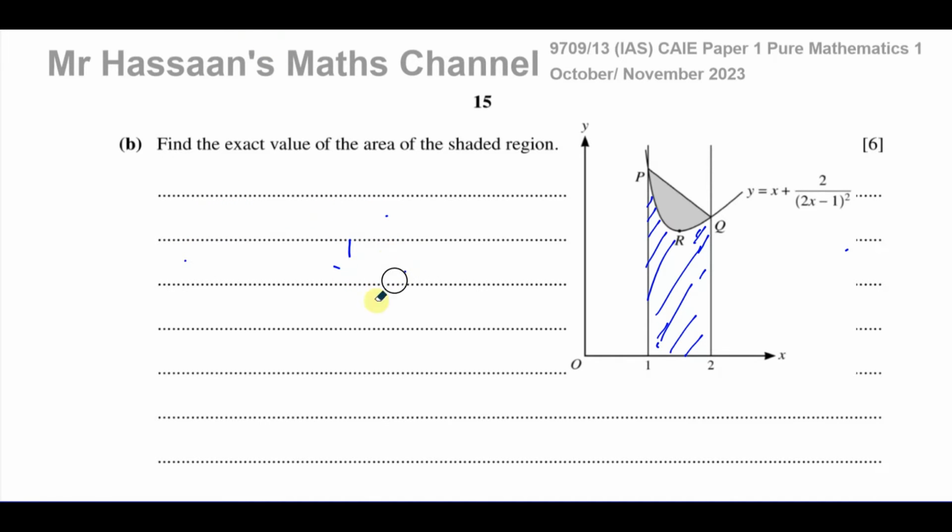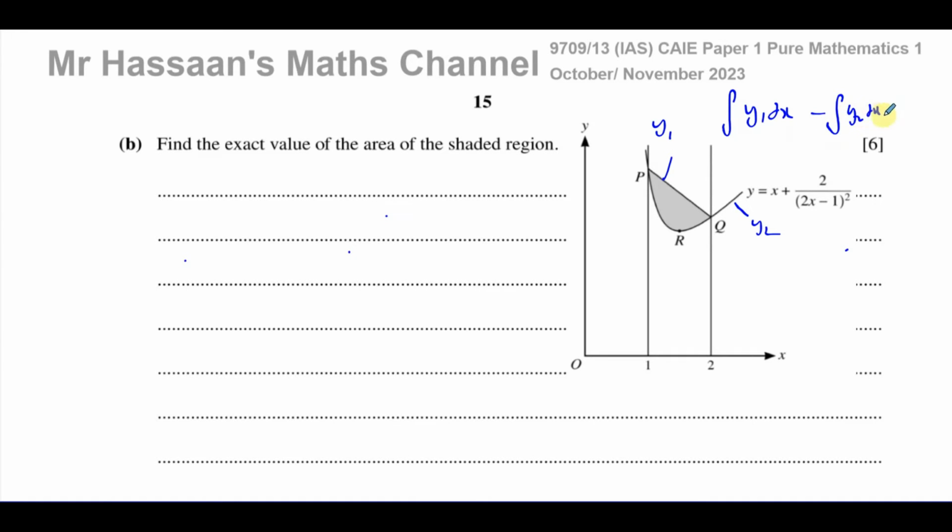Or we can find the area between the curve and the line. Let's call the line y1, and let's call this y2. If I integrate y1 with respect to x, so I find the equation of this line, and subtract from that the integral of y2 with respect to x.